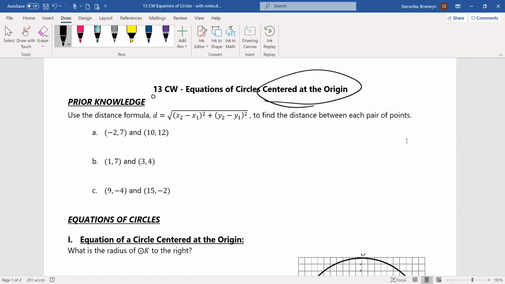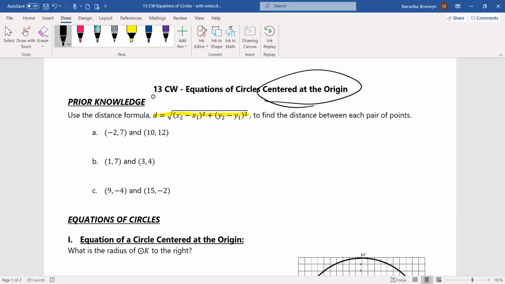So prior knowledge, you're going to need this formula, the distance formula here. So find a place to make sure that you can reference that or write it down. But we're going to use the distance formula to find the distance between each pair of points.